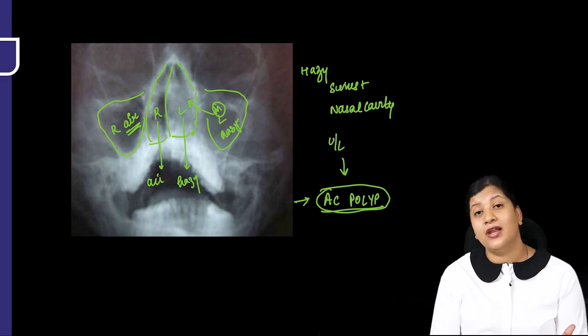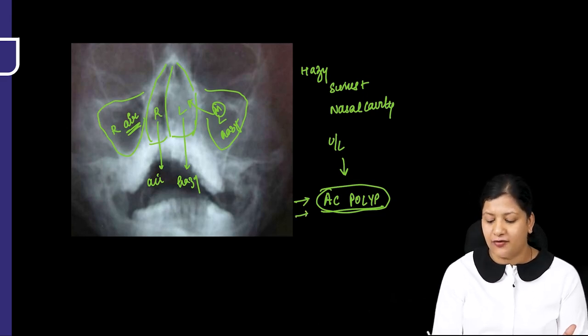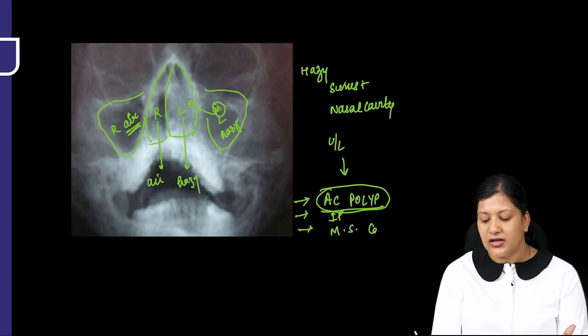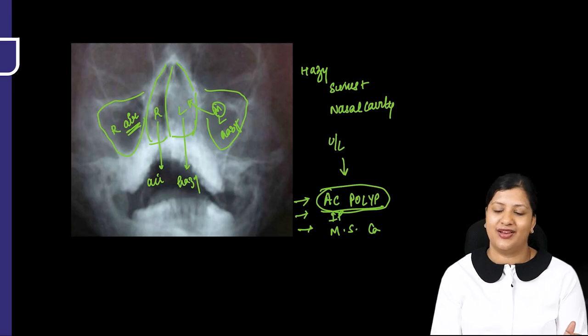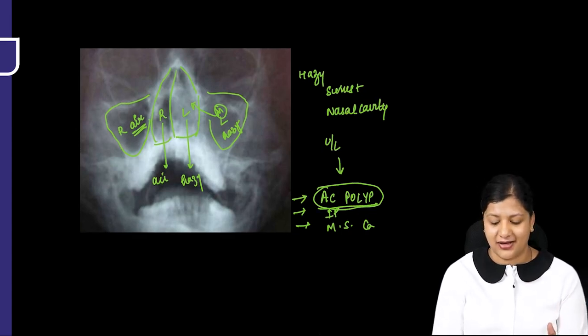But can this be only AC polyp? No, it can be inverted papilloma, it can be maxillary sinus carcinoma. So it can be any of these. We have to correlate this with our history and our clinical examination. Okay, so this is the image showing you haziness not just of the sinus but also of the nasal cavity.